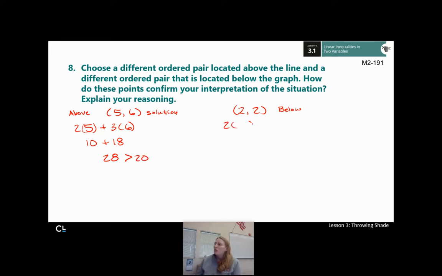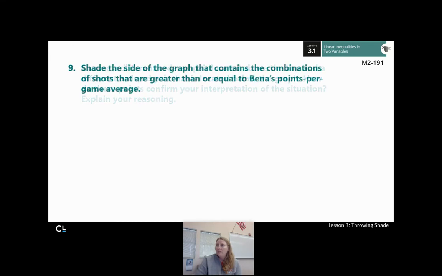But if I pick 2, 2, and I plug in for x and I plug in for y, so 2 times 2, 3 times 2, 2 times 2 is 4, 3 times 2 is 6, 4 plus 6 is 10. 10 is not greater than 20. So this guy is not a solution. So this kind of backs up what we were noticing. It looks like all of our solutions are going to be above the graph, and anything that's not a solution is going to be below the line. I feel like we've hit on something here.